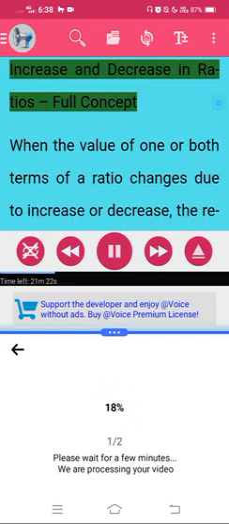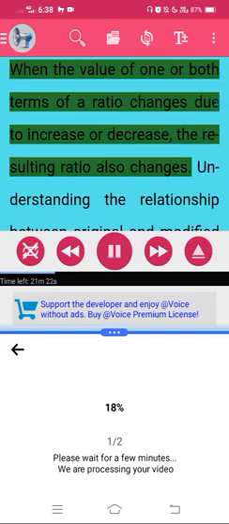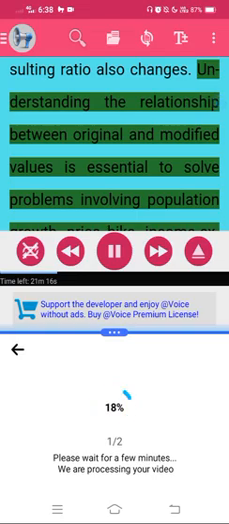Increase and decrease in ratios, full concept. When the value of one or both terms of a ratio changes due to increase or decrease, the resulting ratio also changes. Understanding the relationship between original and modified values is essential to solve problems involving population growth, price hike, income expenditure balance, profit loss comparison, and so on.